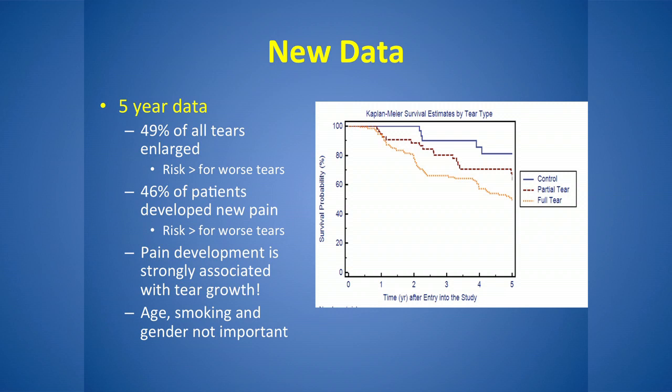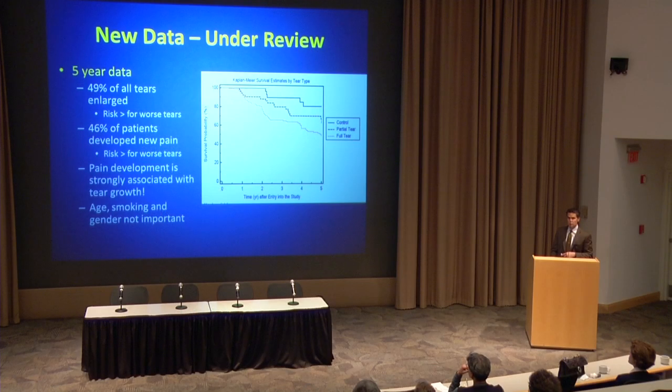And one of the biggest findings of this study is we showed a very strong relationship between tear enlargement and the development of pain. And that was not seen to the same degree on the 2-year report. So we do think that there is a substantial increased risk for pain development that comes at some point following either at the time of tear enlargement or at a later time point.